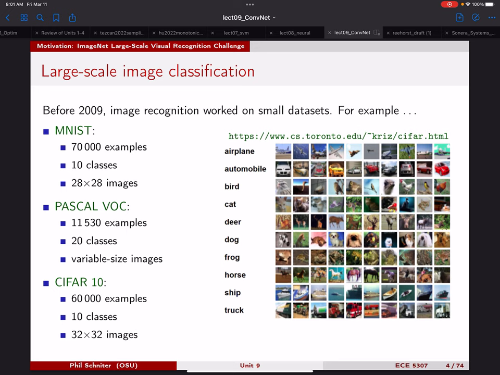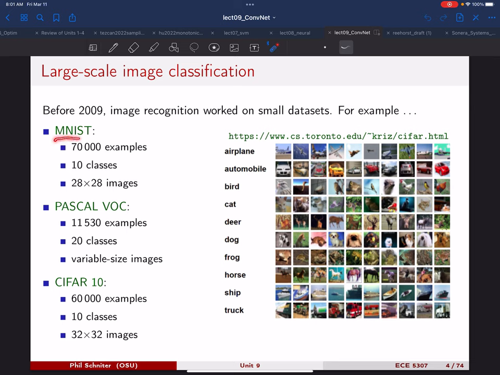If you look at what was happening before about 2009, most of the data sets used for image recognition, like image classification, were relatively small by today's standards. A few of them would be MNIST, which we know about, that has 70,000 examples, 10 classes, 28 by 28 images. Another one from those days, Pascal VOC, 11,000 examples, 20 classes, variable size images, but not so different from MNIST. And then CIFAR-10, 60,000 examples, 10 classes, 32 by 32 images.